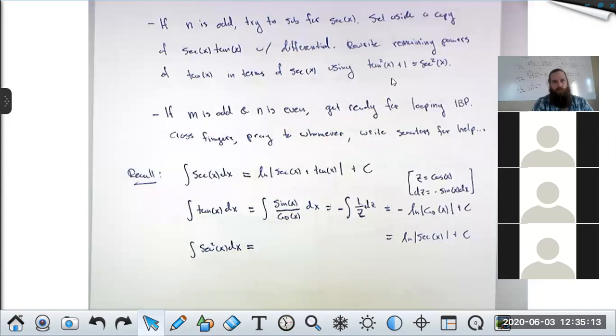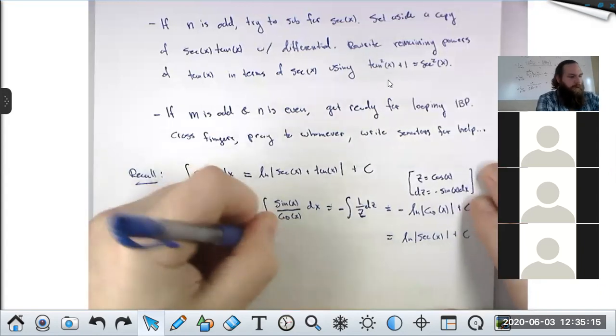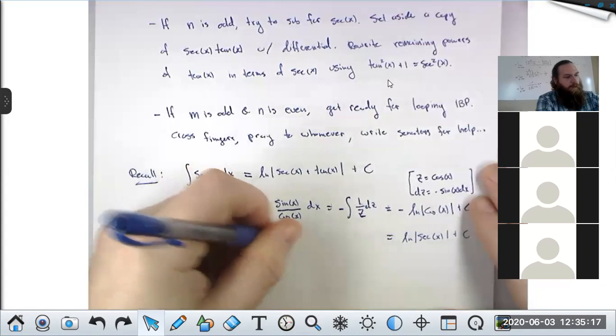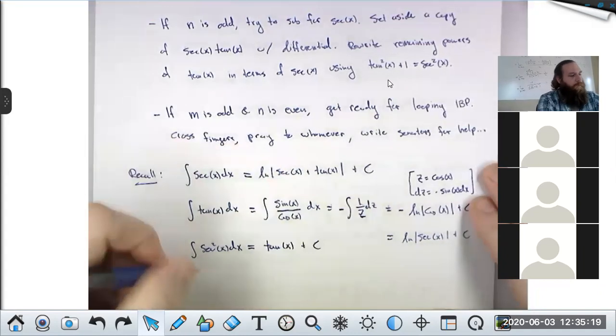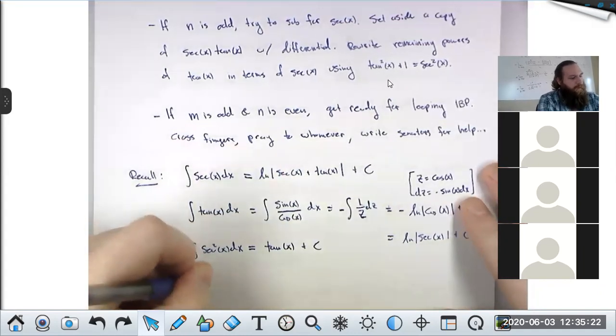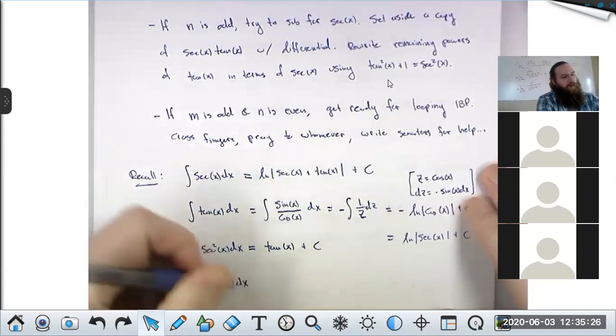Tangent, yeah, good. Okay, and we're going to do one more kind of silly one like this, although I have stumped students with this in the past. Tan squared.